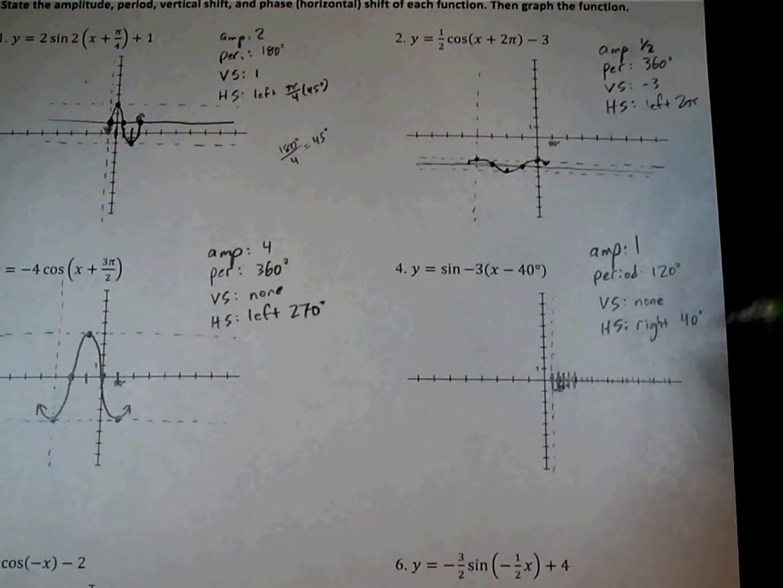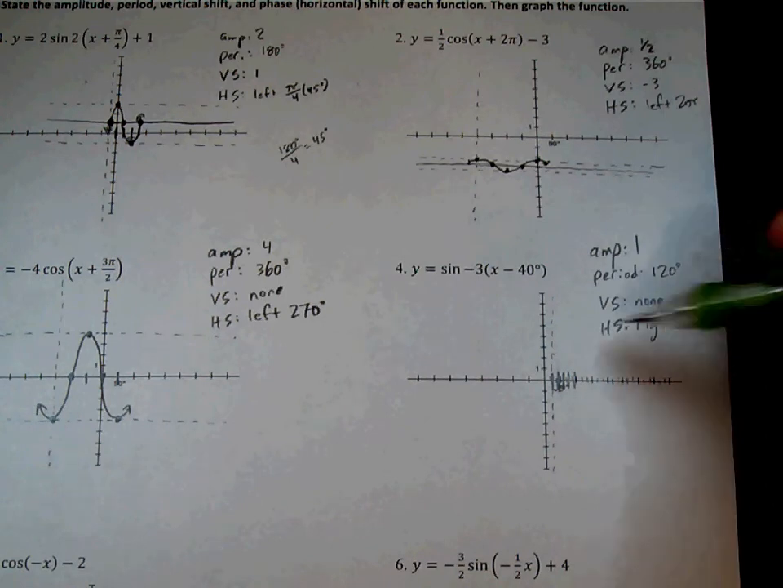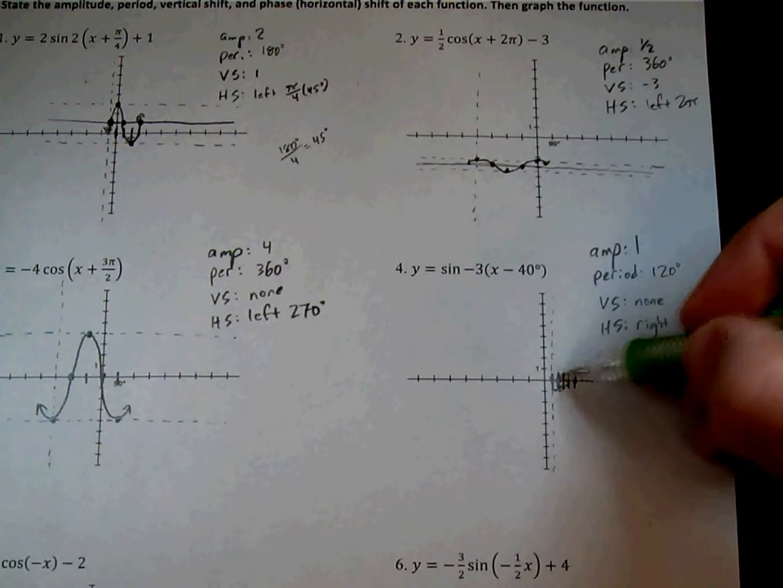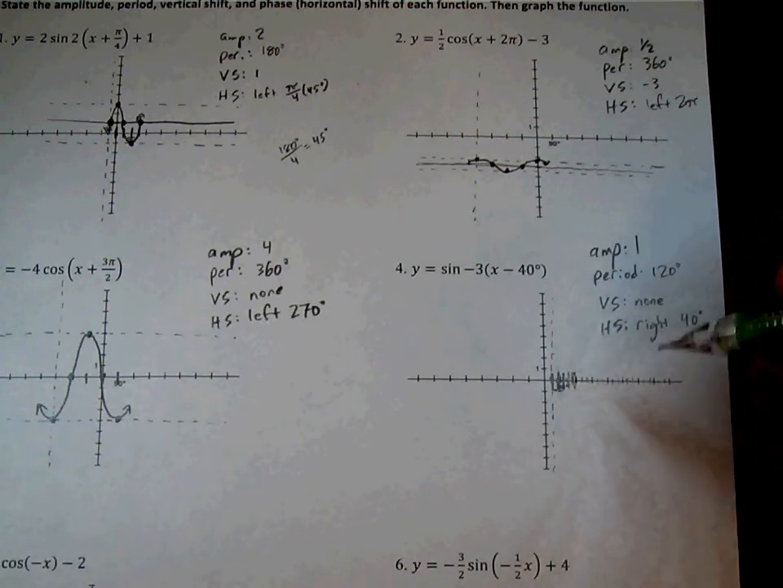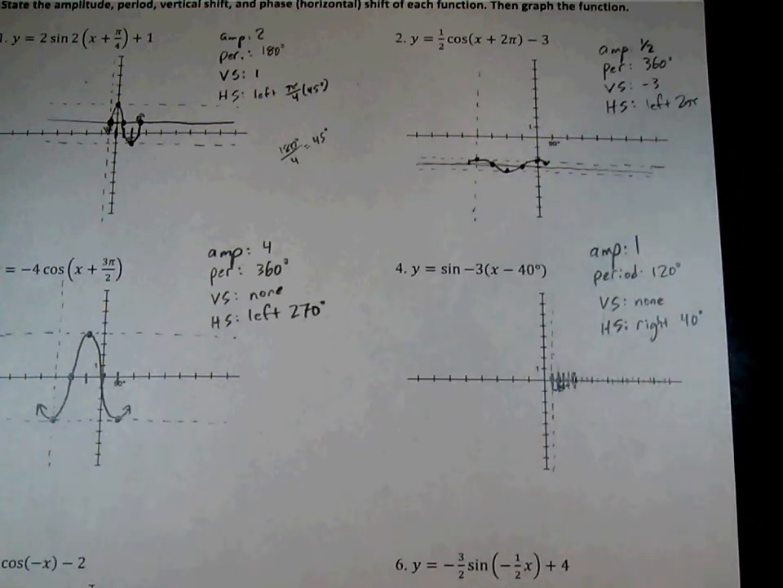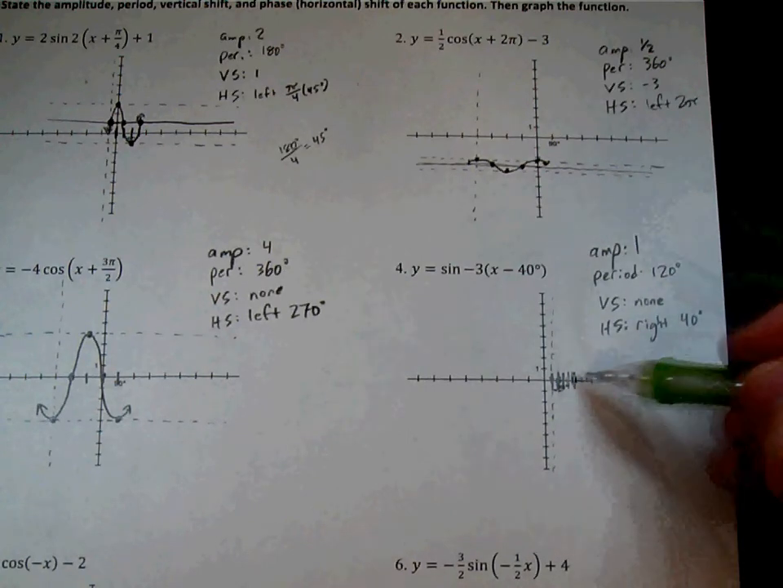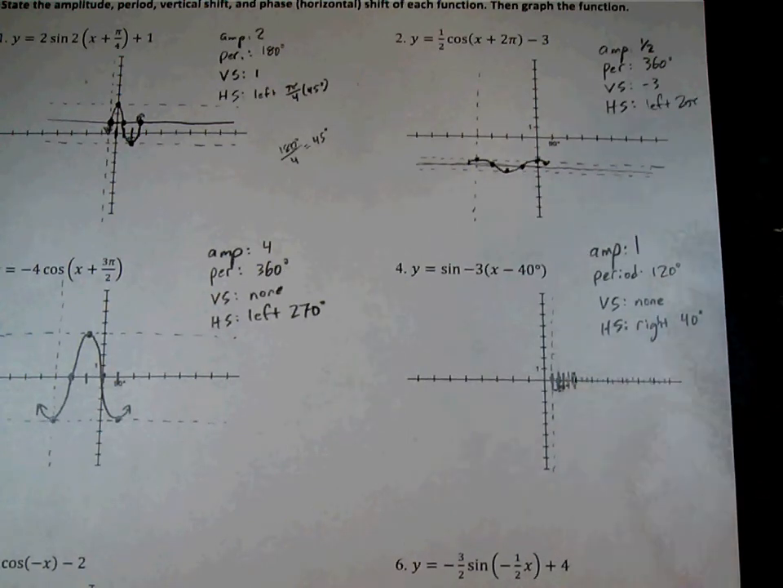Or 150 rather, it's not 140, so it should go up to 160. So I start at 40, and then I go over 30 from there. So 70, 100, 130, 160. So I will finish at 160, because I started at 40, and a full period is 120. 40 plus 120 is 160. So I will be finishing the whole thing at 120 degrees.